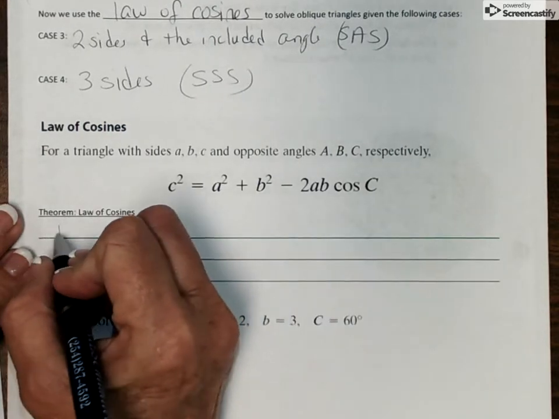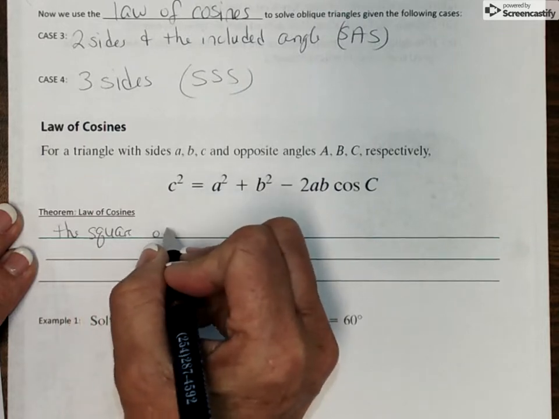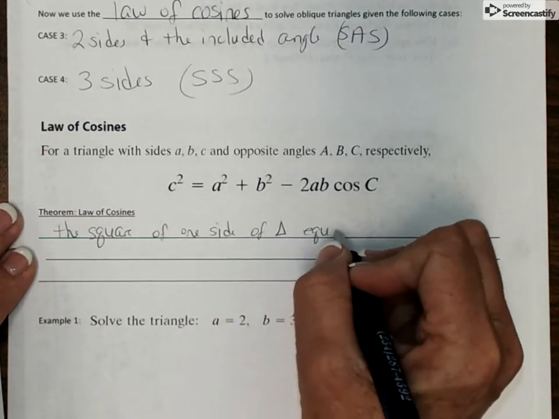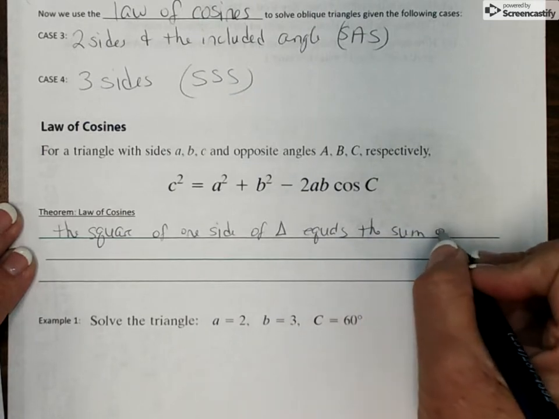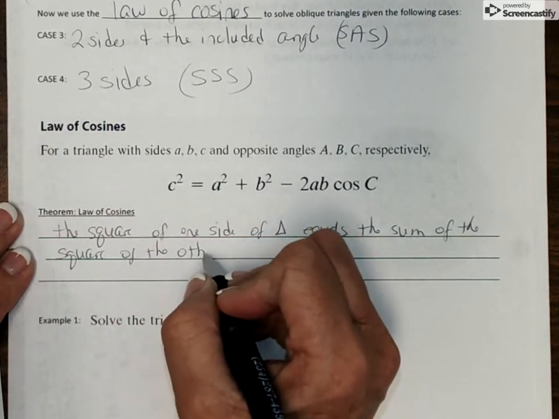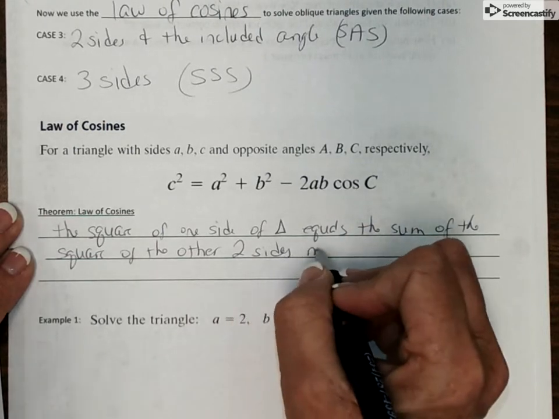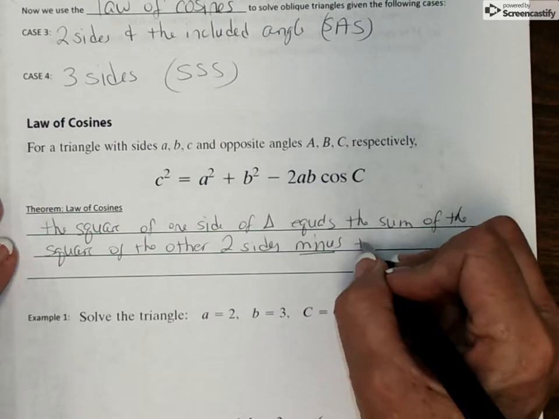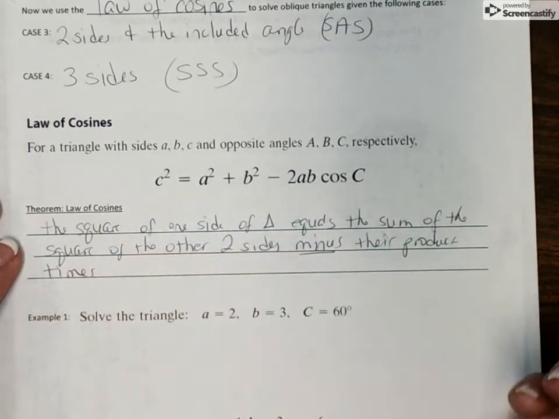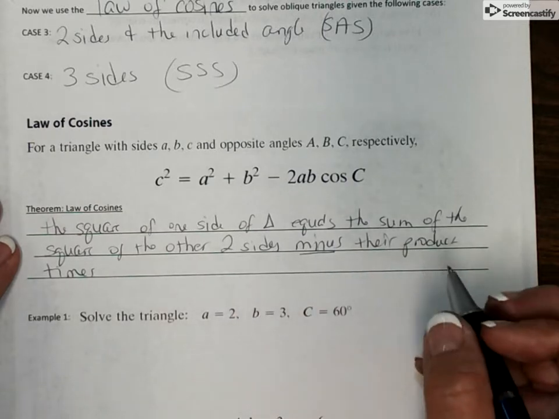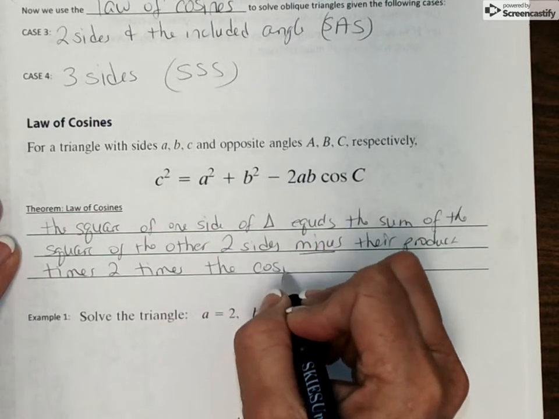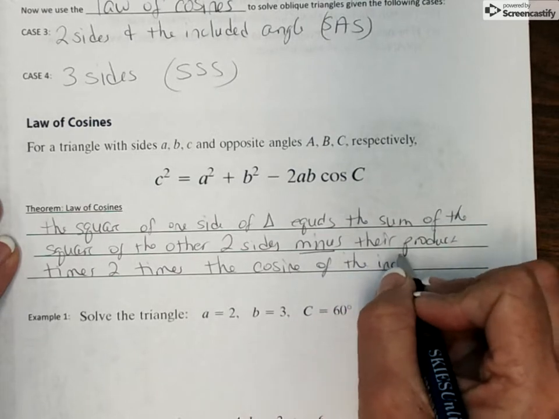So if we put this into words, the square of one side of a triangle equals the sum of the squares of the other two sides, minus their product times 2 times the cosine of the included angle.